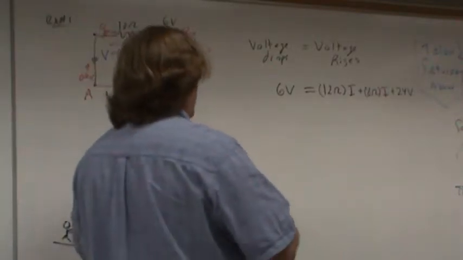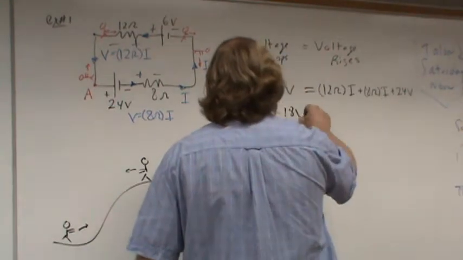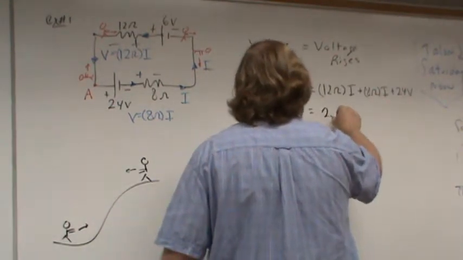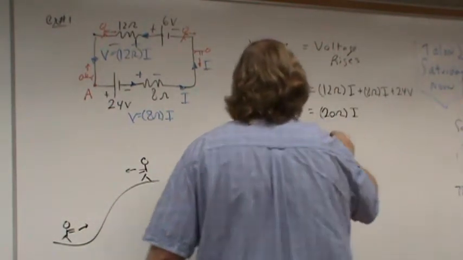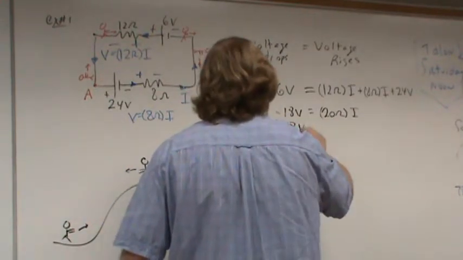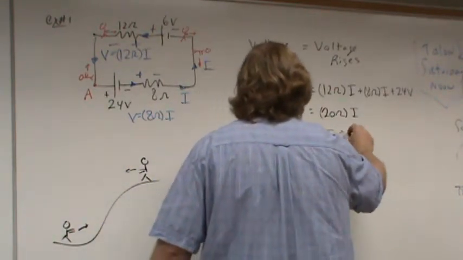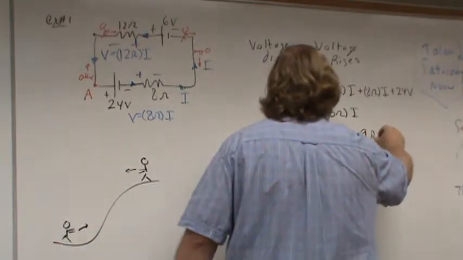Well, let's go ahead and solve for I. So I've got negative 15 volts equals 20 ohms times I. And so I get negative 18 volts over 20 ohms equals I, which ends up equaling negative 0.9 amps. Yay.